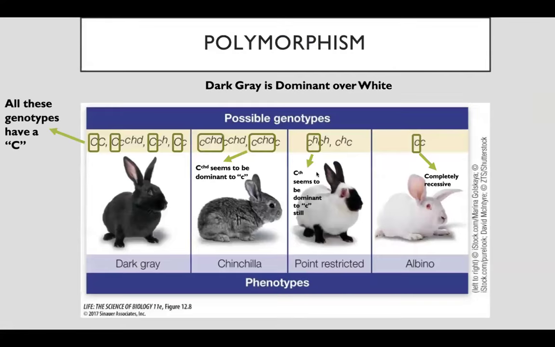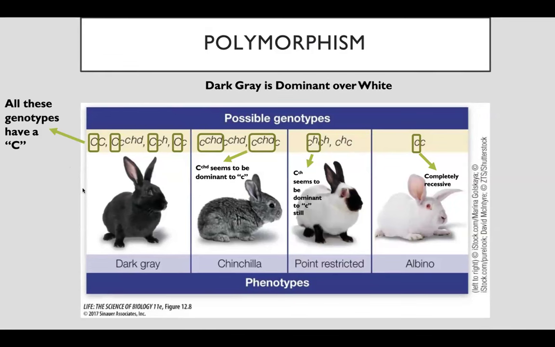All right. And so now we have polymorphism. In this case, dark gray, you can have all these genotypes that have different combinations. So in polymorphism, genes can have more than two alleles. So you have uppercase C, which is dark gray. You have C^ch, which is a chinchilla type gray. C^h, which is a Himalayan gray.